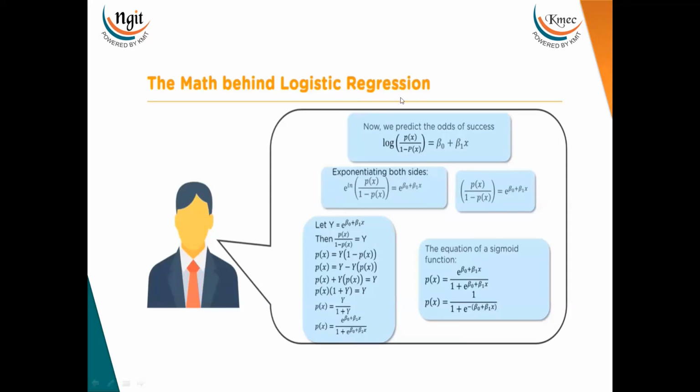So I use the exponential on both sides, and when I solve this whole equation, I'll get the final result, which is p of x equal to e to the power beta 0 plus beta 1 of x, divided by 1 plus e to the power beta 0 plus beta 1 of x. And as we all know, beta 0 plus beta 1 of x is nothing but y. So it is nothing but e to the power y divided by 1 plus e to the power y. So this is my equation of the sigmoid function also. So why are we getting a curve kind of graph rather than a straight line? Because here we are using a sigmoid function to find the probability of a particular event to happen or not to happen. I hope it is clear how logistic regression works here.